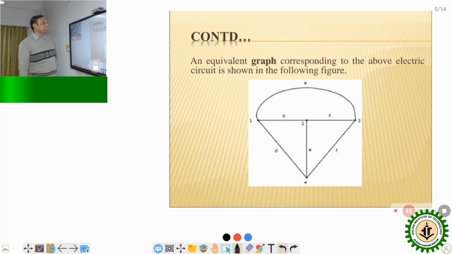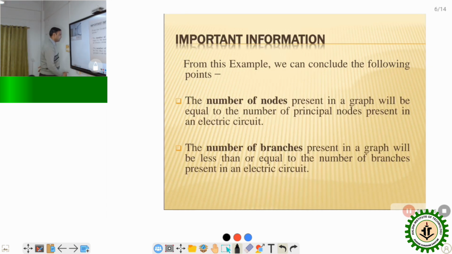And how many branches are there? Branch A, branch B, branch C, branch D, branch E, branch F. That means a total of 4 nodes and 6 branches. So what conclusion can we get from that conversion?